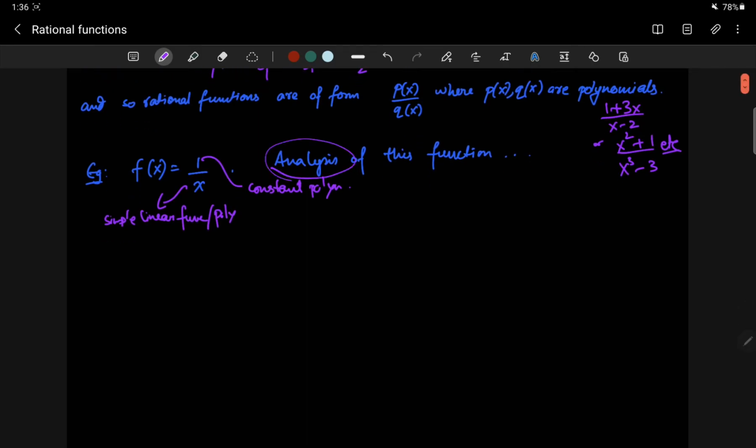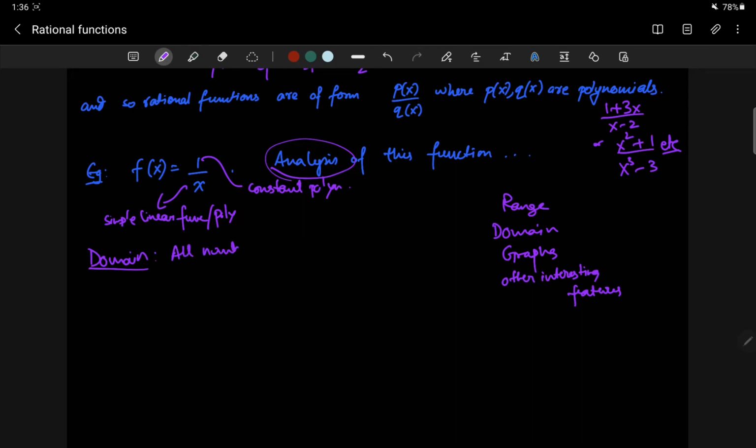Now, let's do an analysis of this function. When we say analysis, we want to talk about range, we want to talk about domain, we want to talk about what the graphs look like, or any other interesting features. So let's begin with the domain, okay? So we notice that because x is in the denominator, the domain is going to be all numbers except x equals 0. Or we say that the domain is all real numbers except 0.